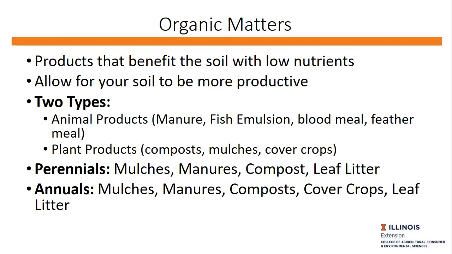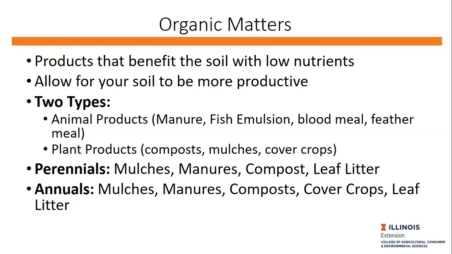There are plant products such as compost, mulches, and cover crops. Mulches, of course, or rather compost, can include sometimes animal products as well. I'm aware of that. For perennial plants, mulches, manures, compost, leaf litter, those tend to be the best organic matters to use in each situation. Yet again, we'll talk more about these as we go along today.